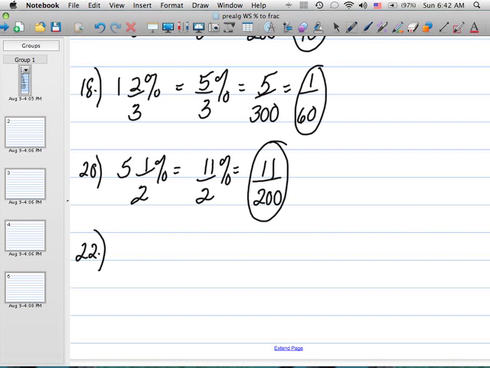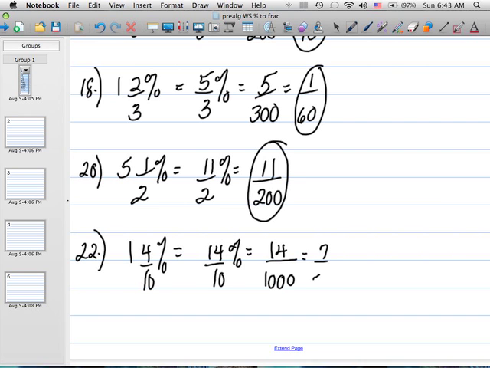22, we have 1 4/10%. Change it to its fraction form. That'd be 10 times 1 is 10 plus 4, 14/10%. Now the percent says compare me to 100, so I divide by 100 or multiply the bottom by 100, add 2 zeros. Simplify. 2 goes into 14, 7. 2 goes into 10, 5, followed by 2 zeros.